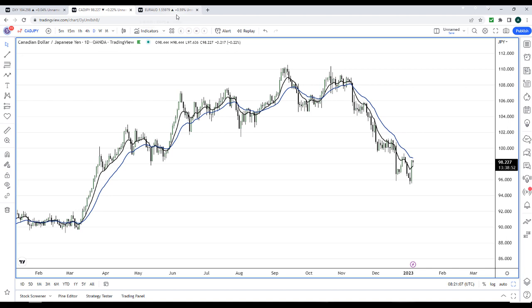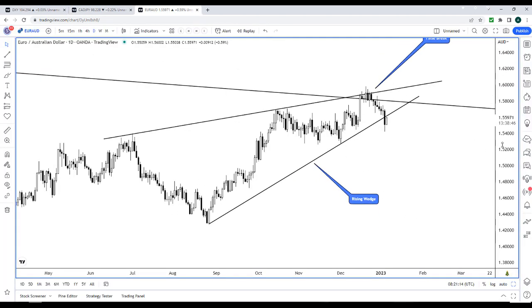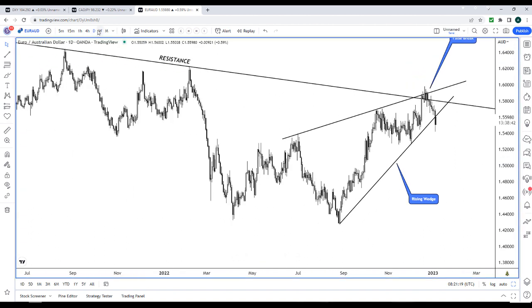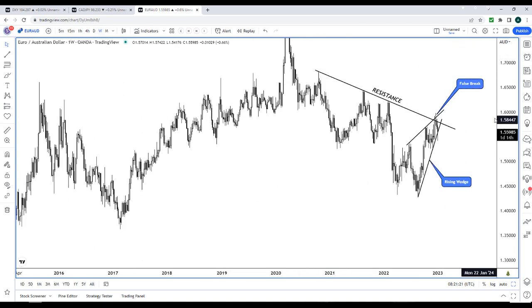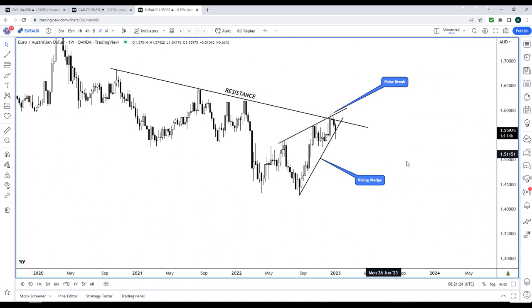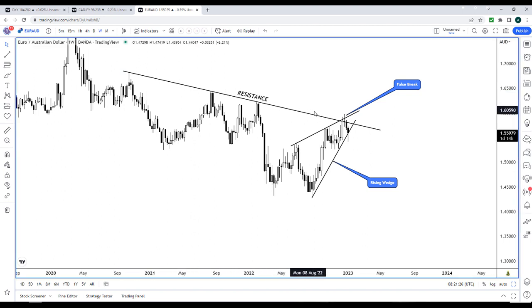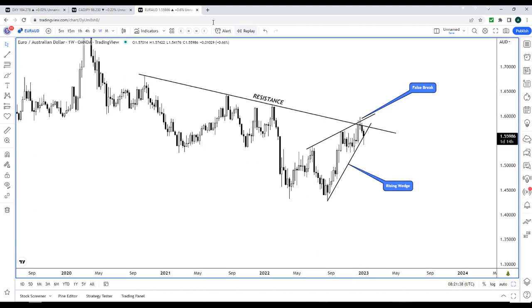One more chart I want to have a little look at is Euro Aussie. Euro Aussie has broken out of what could be a rising wedge pattern. If I just put the weekly on, you can see we've got weekly resistance here. Prices come into it in what is potentially, like I say, a rising wedge pattern. Now, a rising wedge pattern is a bearish pattern, but we would wait for price to break out. So we could be hitting resistance here, and we could see another move down.